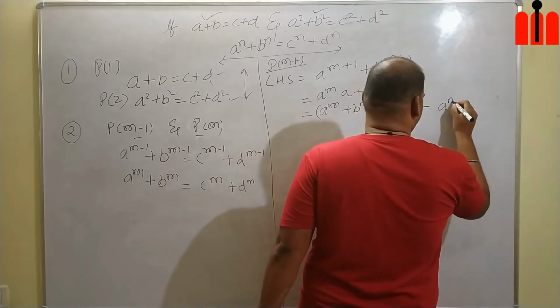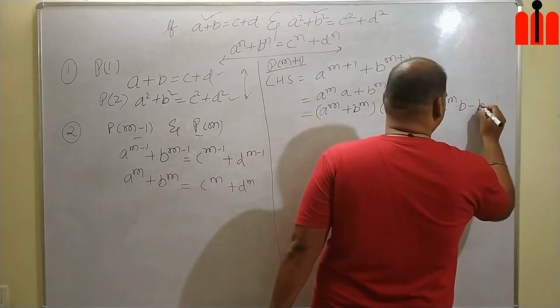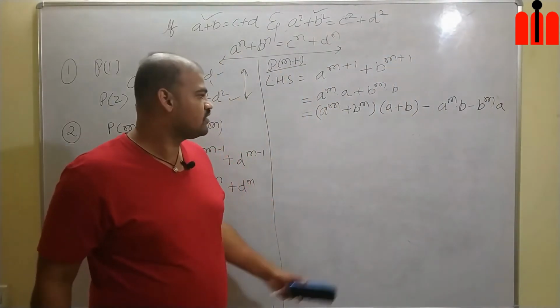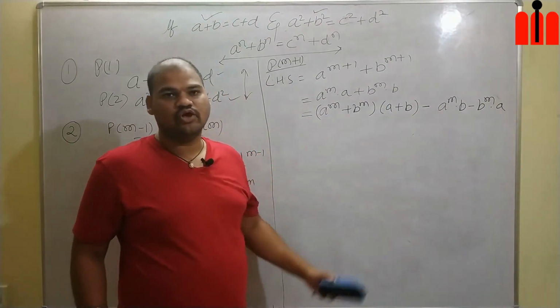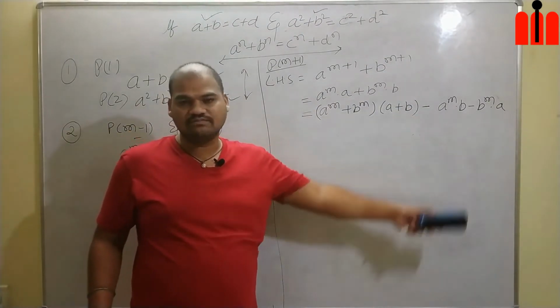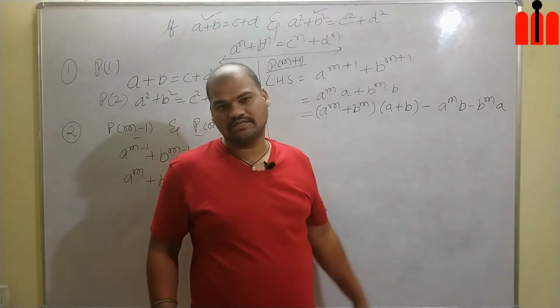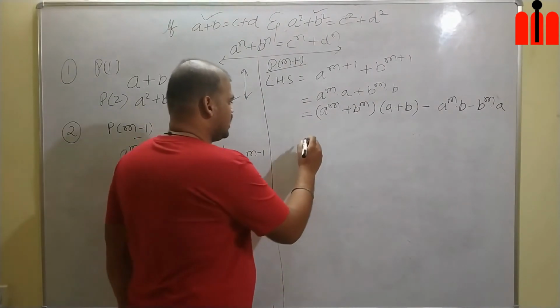So which is a to the power of m into b minus b to the power of m into a. Okay, wherever there is a mismatch like ab and ba, those are the residual terms which are left in this expression. Those things I had subtracted, right?